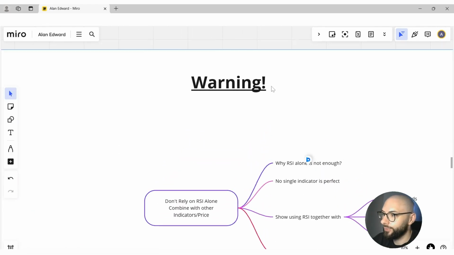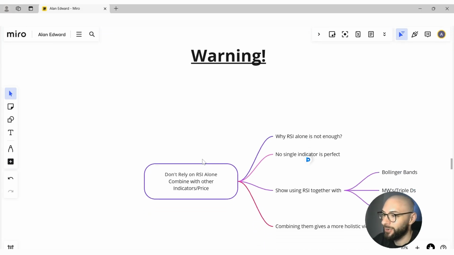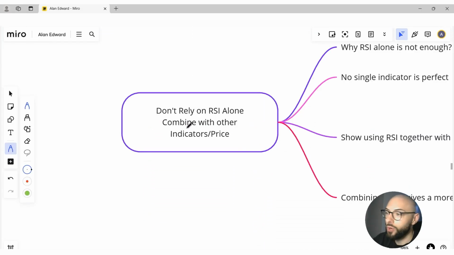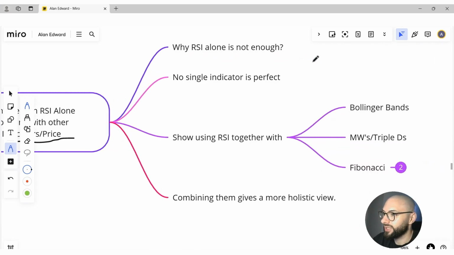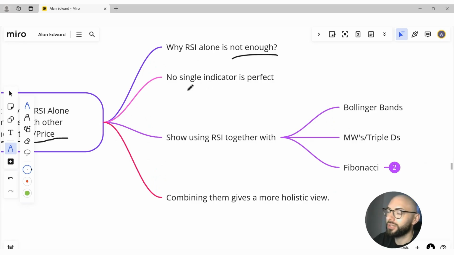So RSI Secret 4. This is a warning right now, all right? We don't rely on the RSI alone. We combine it with other indicators and price. So why is the RSI not enough? No single indicator is perfect. Remember, whenever you see the word indicator, what does it mean? It means indication. It means something that could happen. It's not a definite.